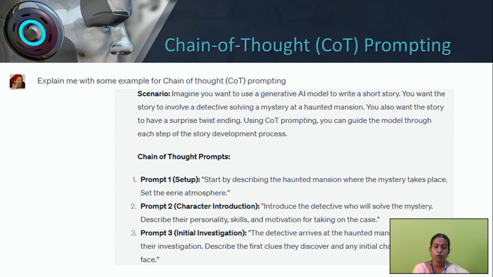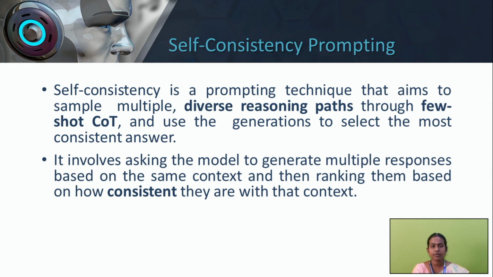If I am going for some tedious questions, then we can go with chain of thought prompting. That is why we are going with the chain of thought prompts. So next one is self-consistency prompting. This is also a few shot prompting technique, and it also consists of diverse reasoning paths.